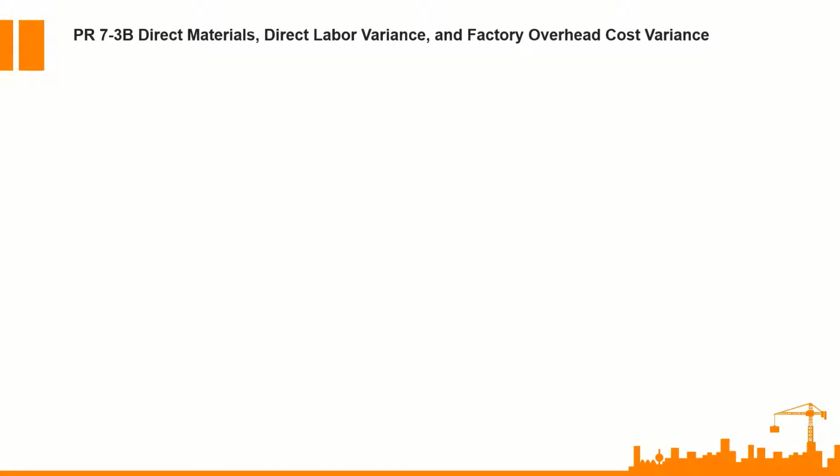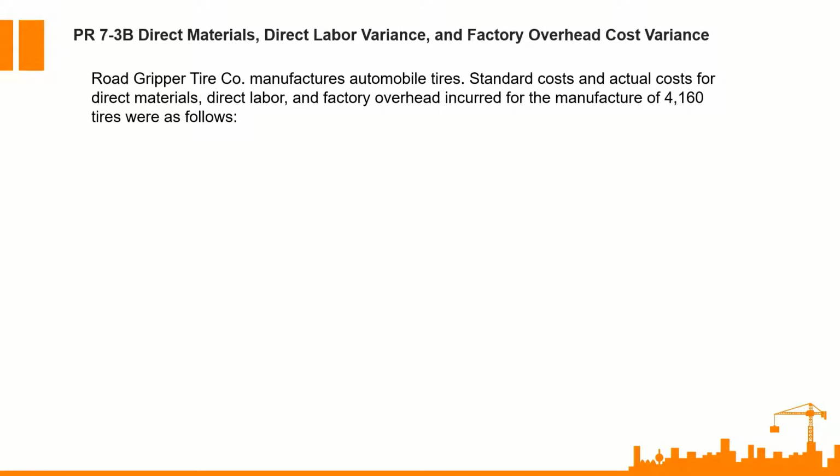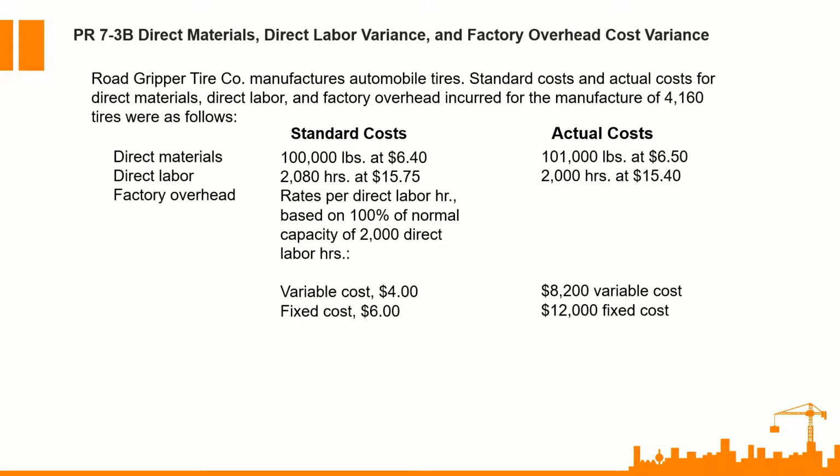Okay, so let's see what this problem has to offer. Let's go over the details. Road Reaper Tire Company manufactures automobile tires. Standard costs and actual costs for direct materials, direct labor, and factory overhead incurred for the manufacture of 4,160 tires are as follows. We are given the standard cost and the actual cost.